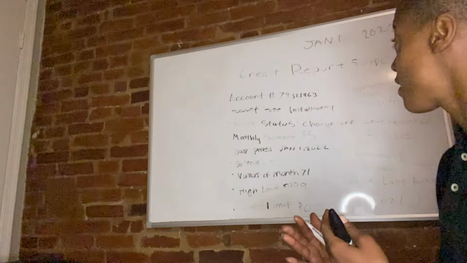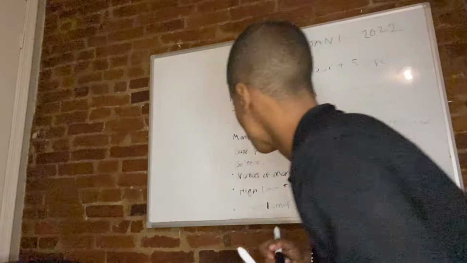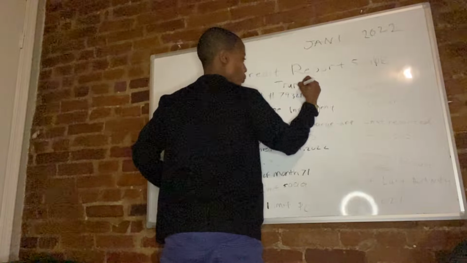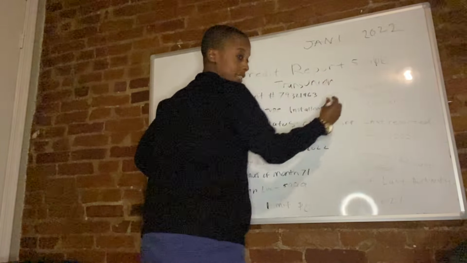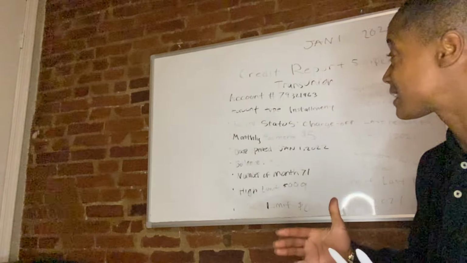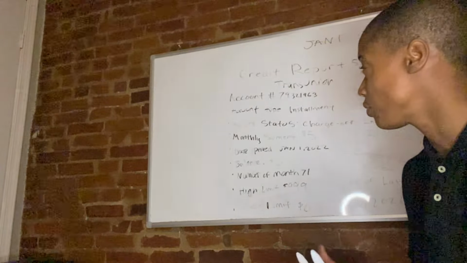So now, right, we have a credit report. Let's say sample. Let's say TransUnion, right? Let's go ahead and add TransUnion to the board. We're gonna say this is a sample TransUnion report. All right, we got a sample TransUnion. So we got the account number as 7932143, right?